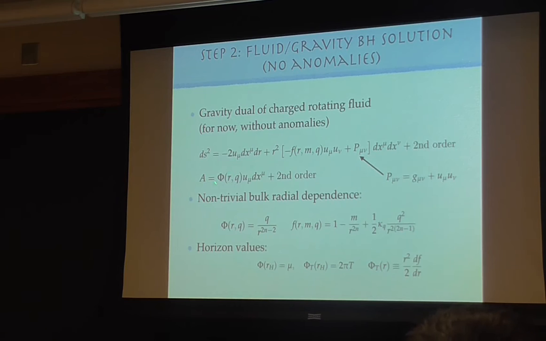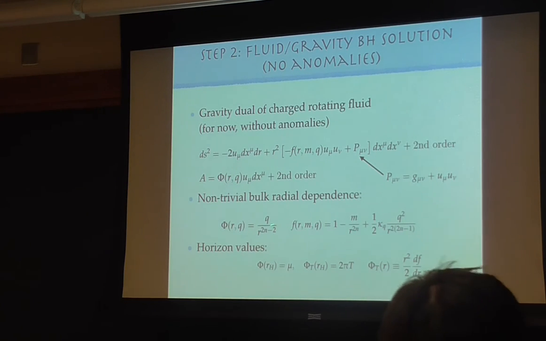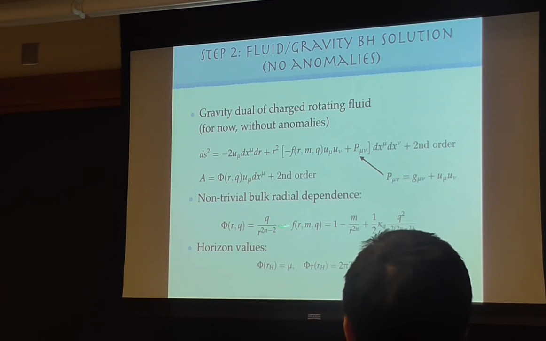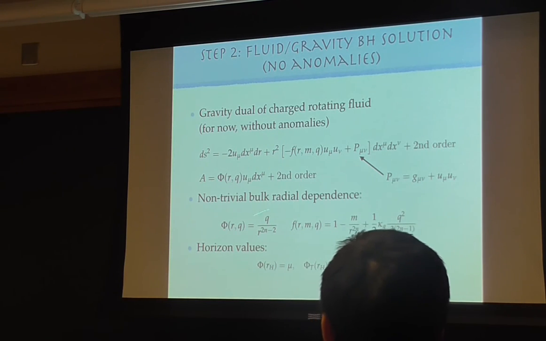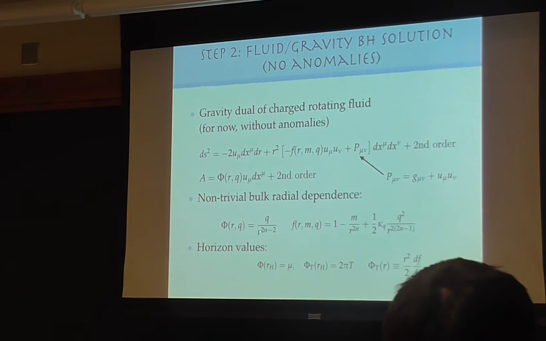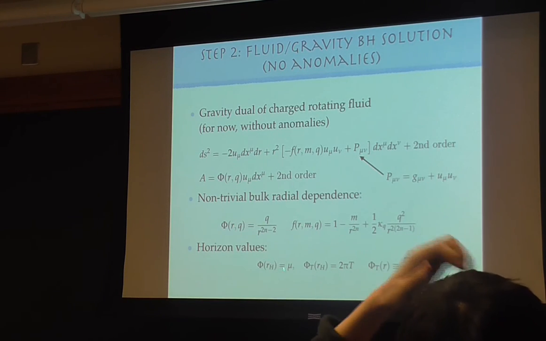So there are some free functions. Here is f and here is phi. It depends on radius and some charges like mass and q. So if you ignore everything, it looks like just a planar black brane solution. And remember that aside from the velocity, there's also the chemical potential and the temperature. And this is important: this phi looks like 1 over r to some power, and there's a q. At the horizon, it's supposed to be identified with the chemical potential.